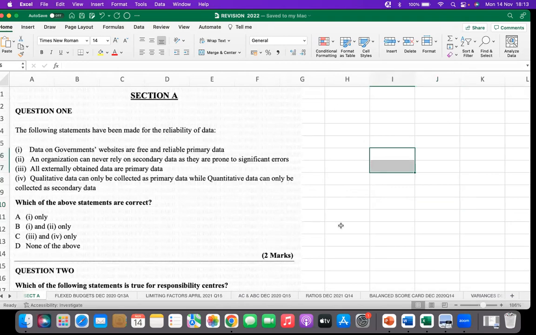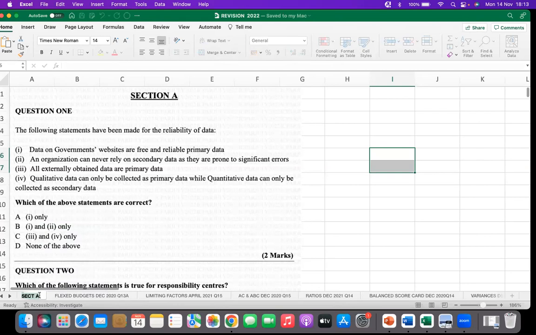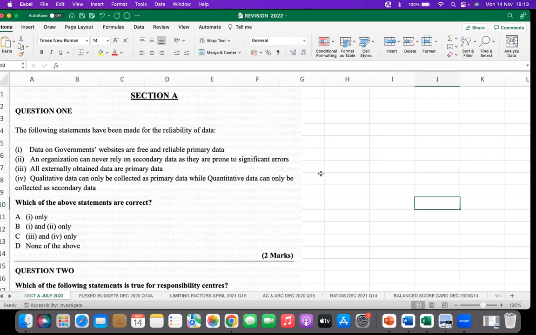So let's start with section A. I've chosen a paper randomly, but most of the time I want to concentrate in section B and C. But I just want to guide you in one or two questions in section A. So I've chosen last sitting's paper. July. So if you have that paper, you can just look at it. July/August 2022 paper.